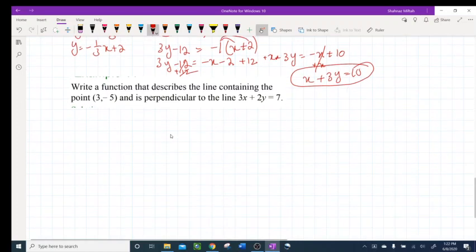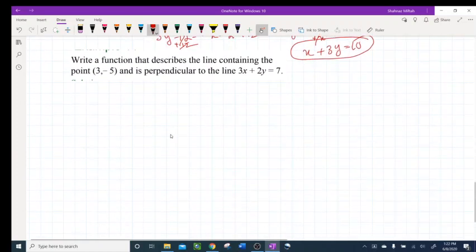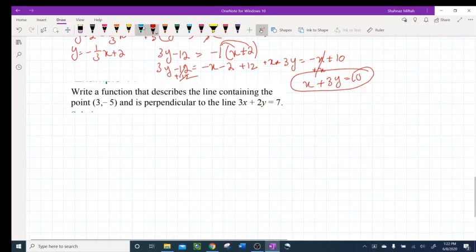Okay. Now this is the last question. Write a function that describes the line containing the point (3, negative) and is perpendicular. Now it's perpendicular. You know, when the lines are parallel, the slopes are the same.